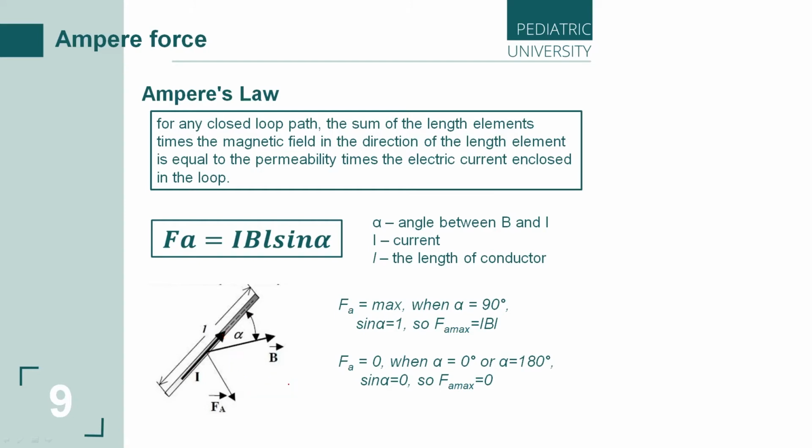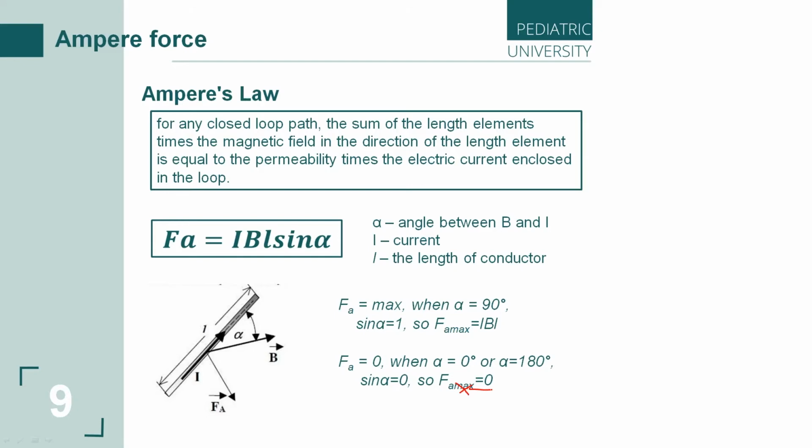So when will it be minimum? Let's see. The ampere force is minimum when it is 0. It can be 0 when angle alpha is 0 or 180 degrees, because the sine of these angles is 0. So the ampere force will be 0, the minimum value of the ampere force.